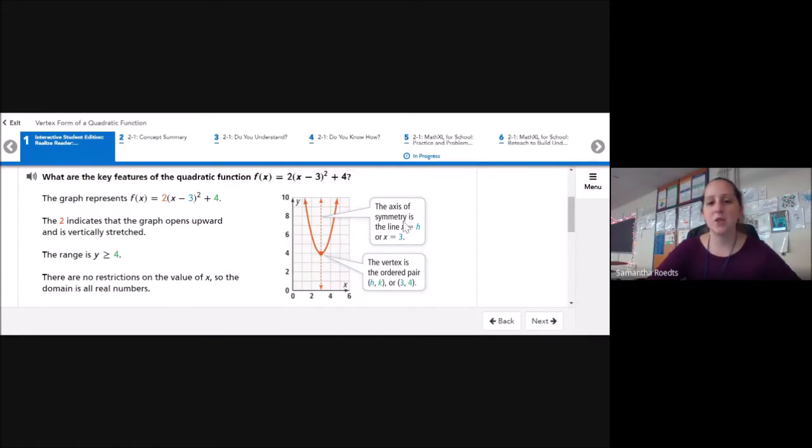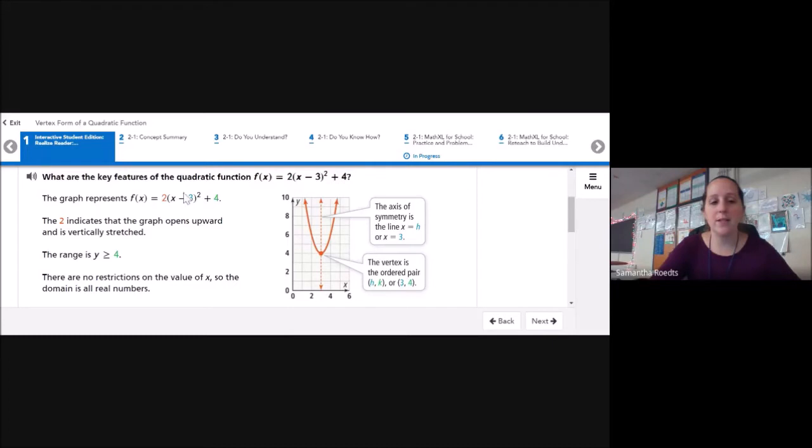The axis of symmetry is the line x equals h, or x equals 3. So at this point, if I were to fold it in half right at that point, the lines would overlap each other and meet. That's the axis of symmetry. So it's the same on the left side as it would be on the right side of the graph. The vertex is the ordered pair (h, k).